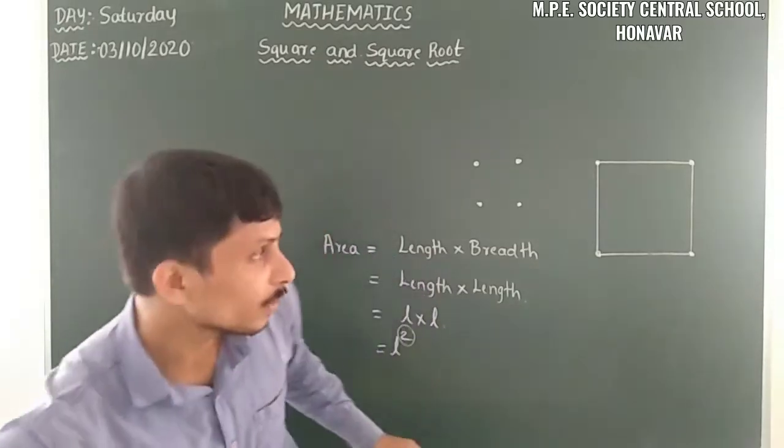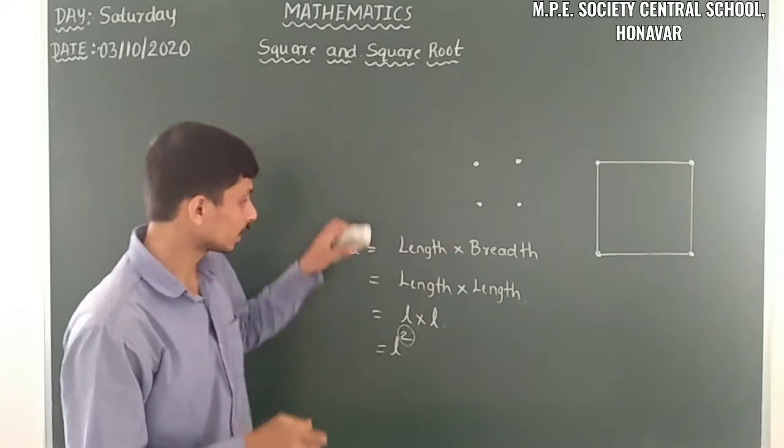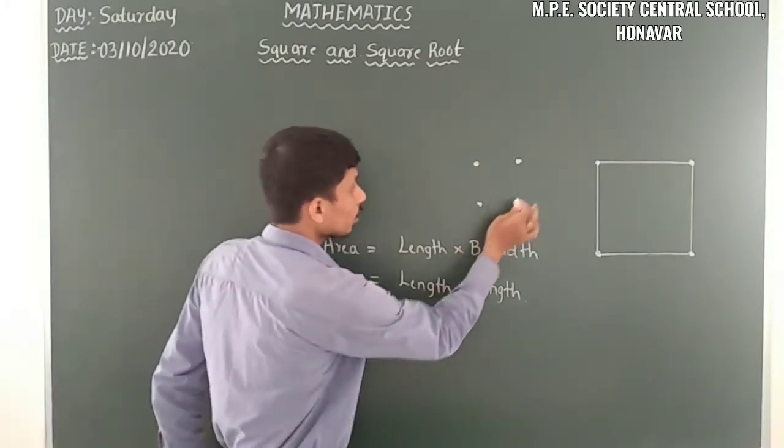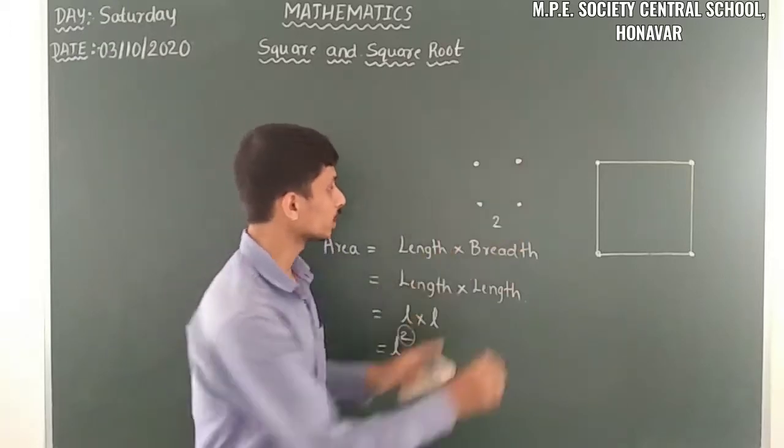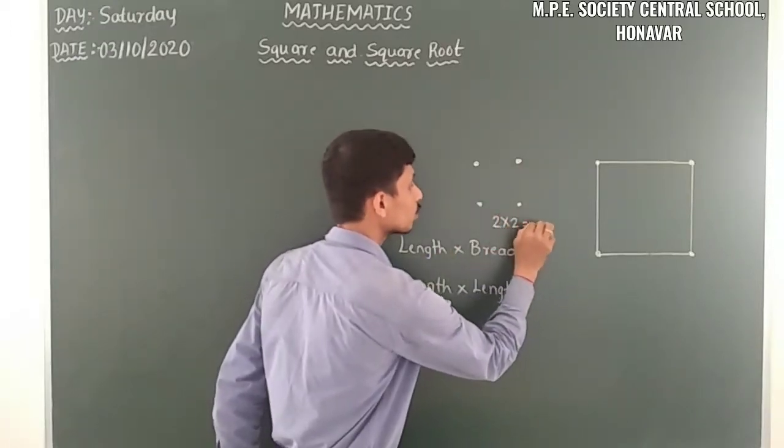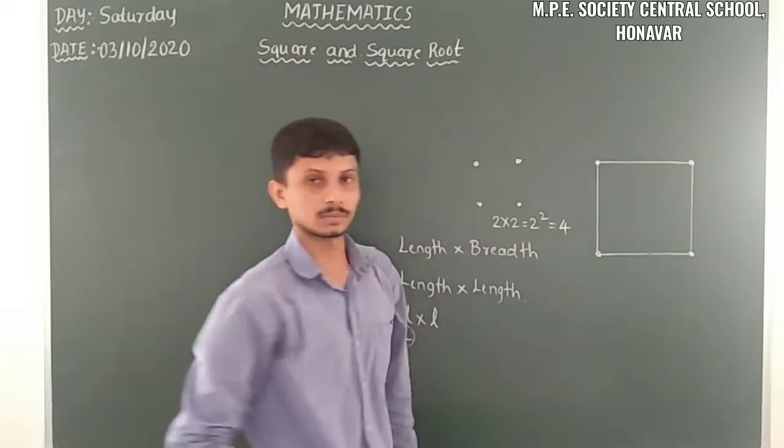So finally here we know about 2. In the row and in the column, 2 units are there. So that means 2 into 2, that is 2 square. 2 into 2 is equal to 2 square, 4.